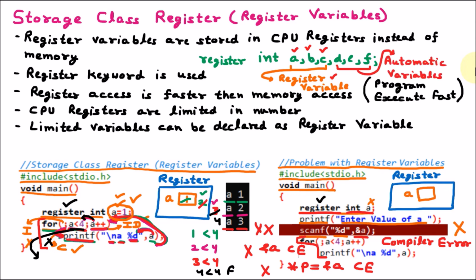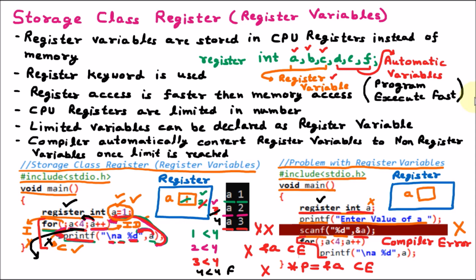Automatic variables are also called non-register variables. That means they are not part of the register. So we can say that the compiler automatically converts register variables to non-register variables once the limit is reached. In this example, we have seen that the first 3 variables are declared as register variables. Afterward, the next 3 variables, because the CPU register did not have space and was totally filled, are declared as non-register variables. And the non-register variables we call automatic variables.